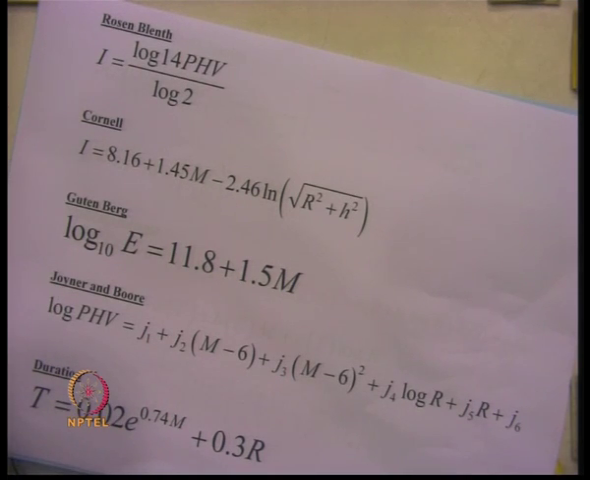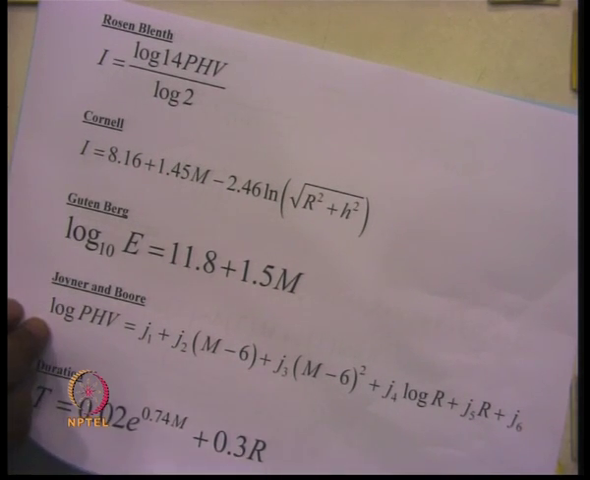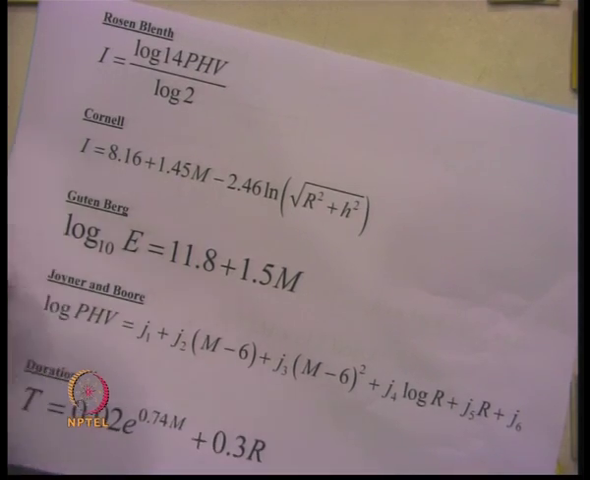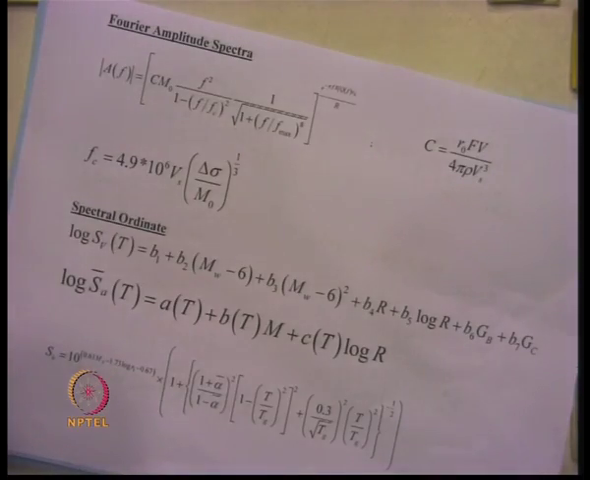Duration of earthquake also has been attempted for prediction. So, the duration of earthquake T which people observed could be related to the magnitude of earthquake and the epicentral distance, and this is an exponential function of magnitude. So, with the help of this, the duration of earthquake can be predicted for a particular region if enough data is not available about the duration of earthquake.